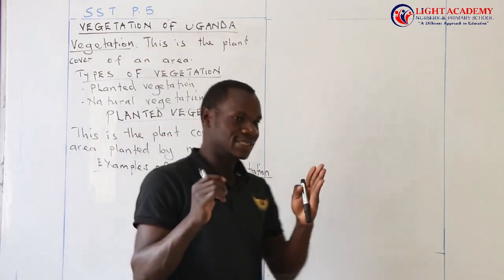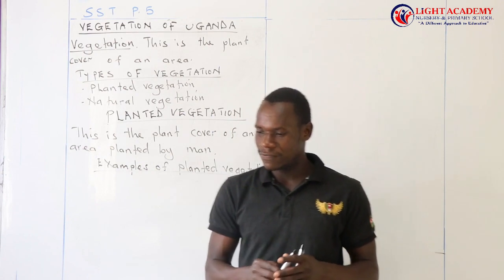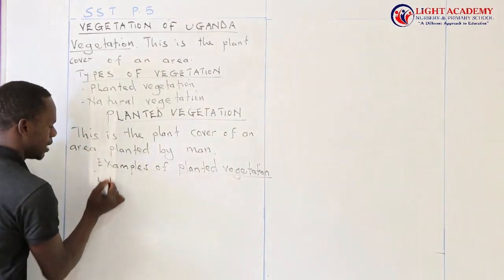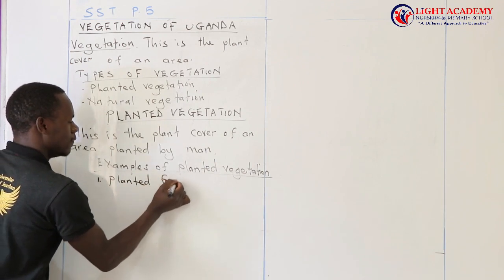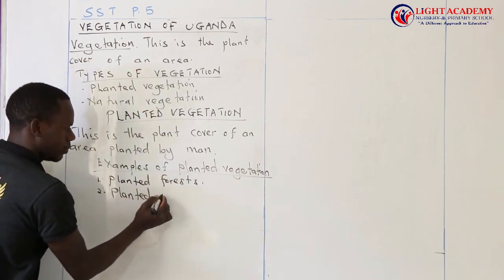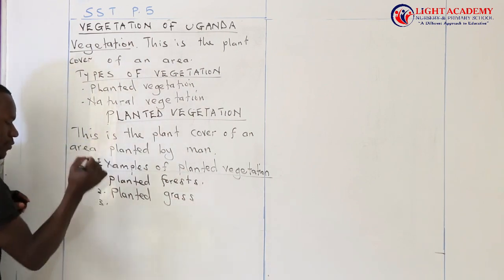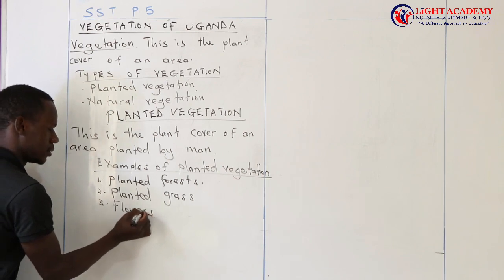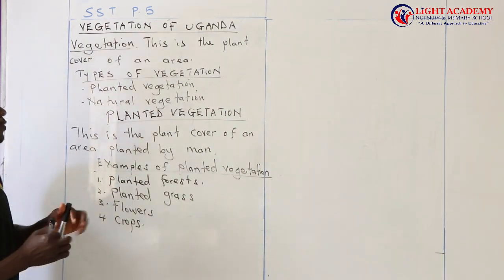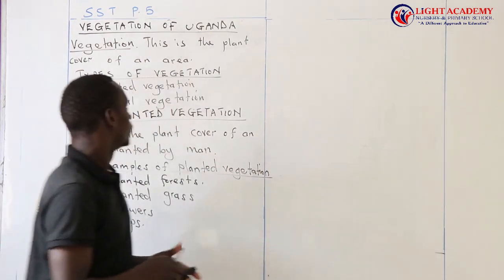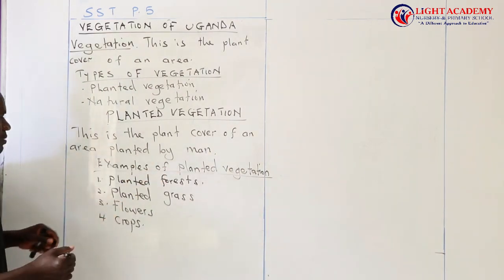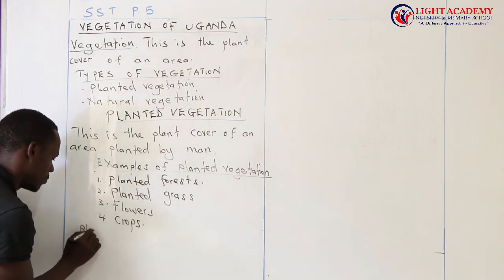Our dear learners, we are looking at examples of this planted vegetation. And one of these examples, of this planted vegetation, all other plant cover, we have number one, planted forests. Number two, we have planted grass. Number three, we have the flowers. Number four, we have crops. These are some of the examples of the planted vegetation. We are looking at vegetation of Uganda. Let's go further and look at the planted forests as our small subheading.